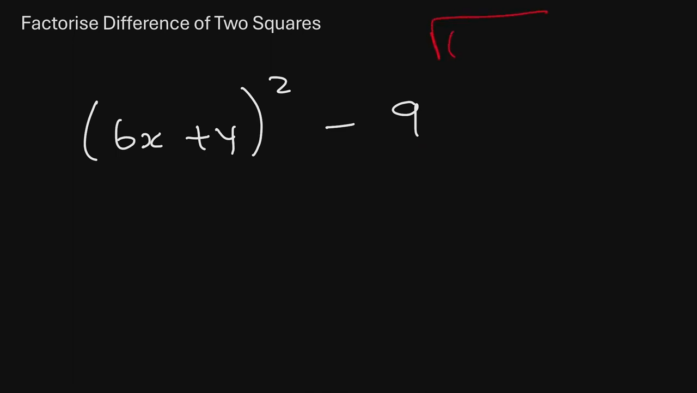Which is 6x plus y under a square root. And then the square will cancel out with the square root, and then we are just going to have 6x plus y. So this will be our first factor.